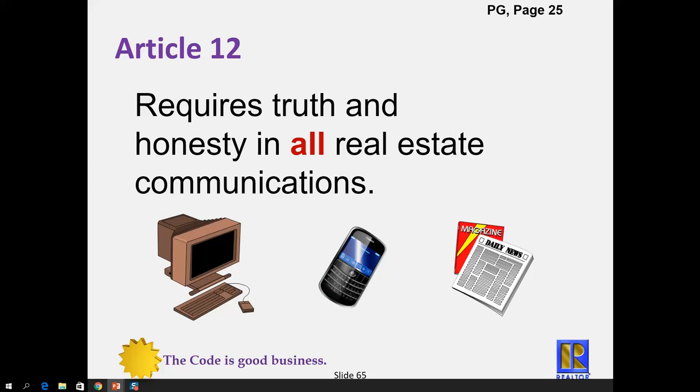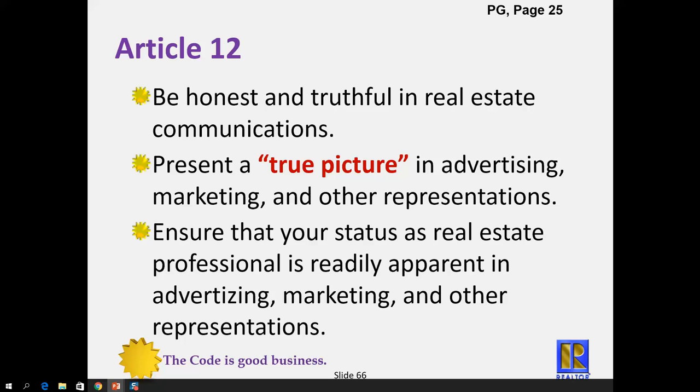Let's move on to Article 12. Also known as the True Picture Article. Article 12 requires realtors to present a true picture in all of their real estate communications. This true picture includes communications of advertising, marketing, and other representations. In short, a true picture is truthful and accurate advertising, marketing, and other representations by a realtor.